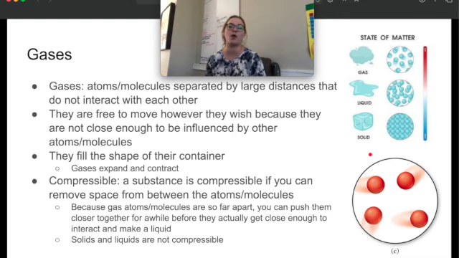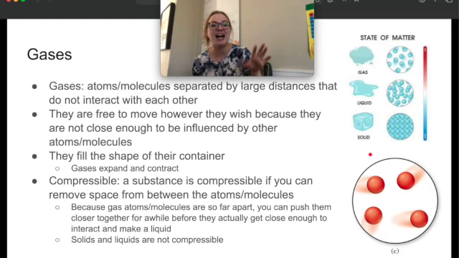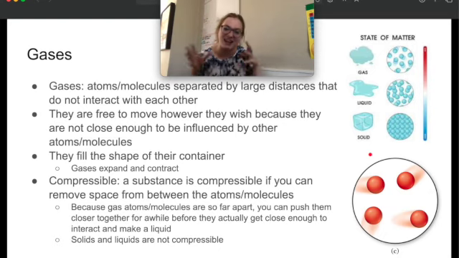You wake up on a cold winter morning and it kind of feels like your tires are a little flat when you start out. That gas is contracting a bit. As you start driving and you warm your tire up, it'll feel like it's back to normal and that gas is expanding, right? So gases fill the entire shape of their container.